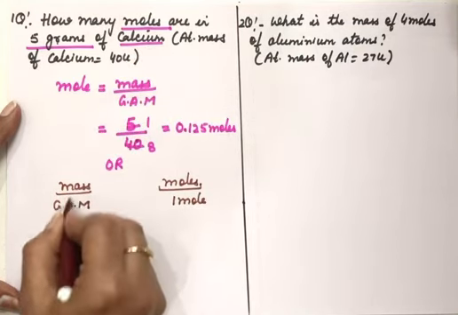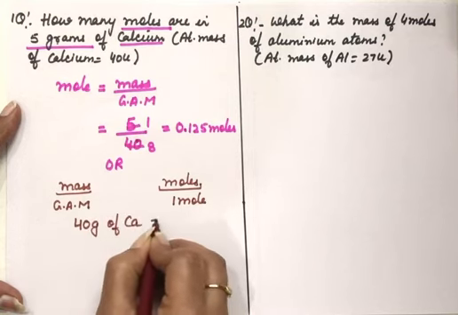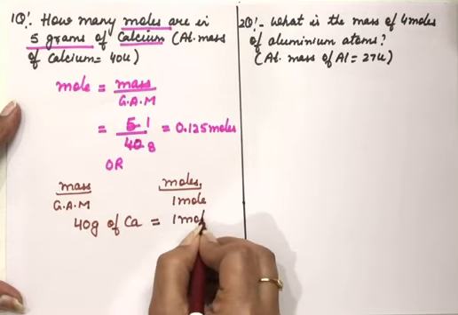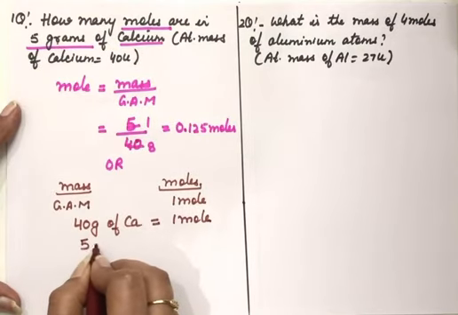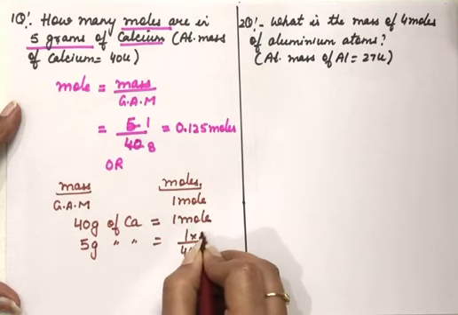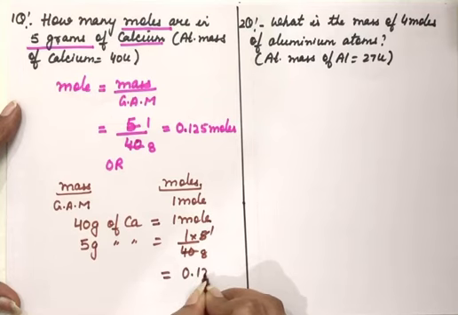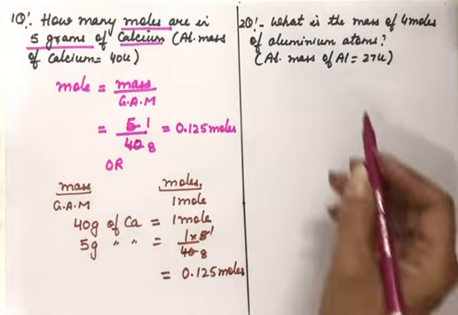So gram atomic mass of calcium is 40. That means 40 gram of calcium will be equal to 1 mole. And question is, we have to find out the moles in 5 grams. So if we take 5 gram calcium, how many moles will be there? That will be your 1 by 8, that is 0.125 moles. So you can solve this question using the unitary method also, or using the formula also. Moving on to the next question.